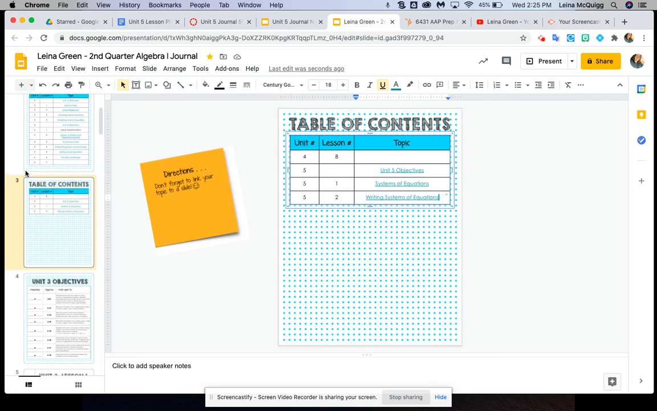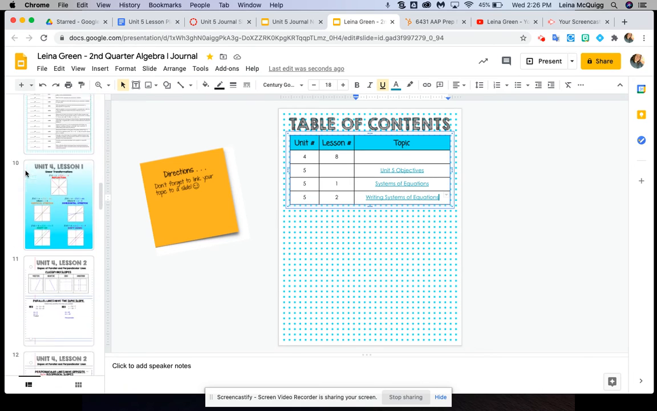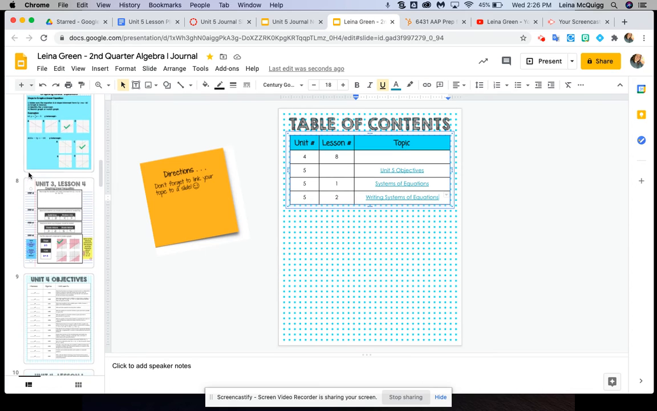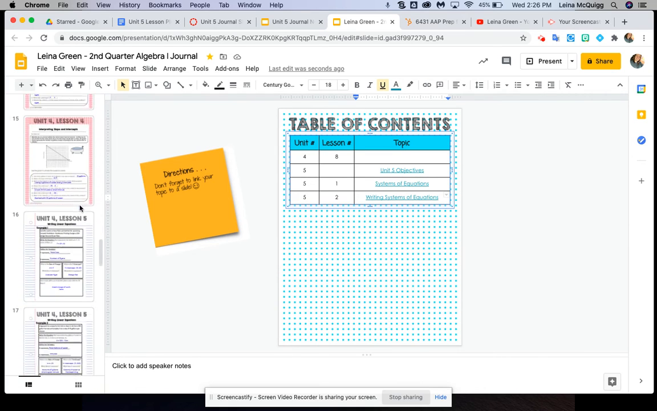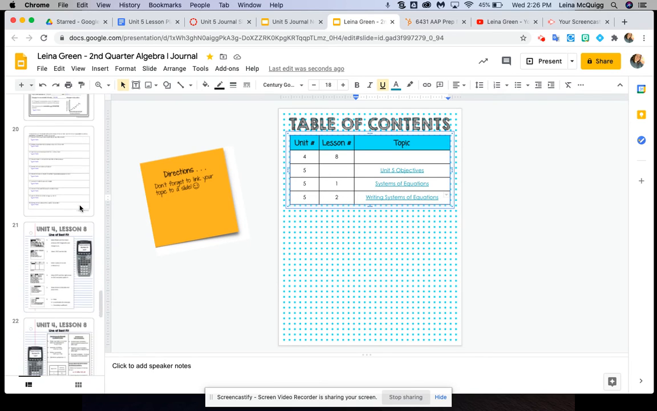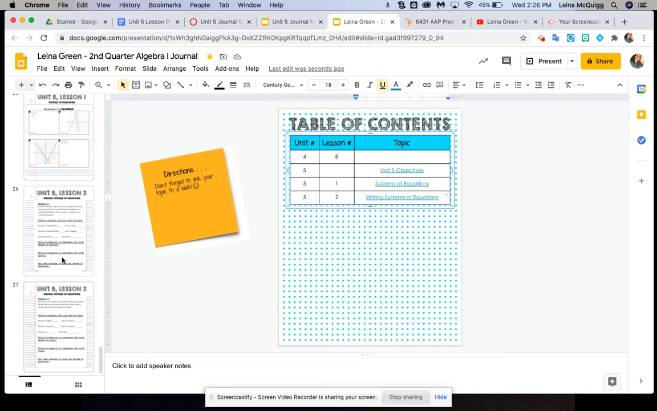Make sure you have your table of contents up to date. You have all of the lessons from Unit 3. So there should be 4 lessons from Unit 3. And then in Unit 4, we had 8 lessons. So make sure you have 8 lessons from Unit 4. And then these last 2 lessons from Unit 5. So there should be 27 slides total. We are going to do a journal grade before Christmas. So make sure you have your journal up to date.